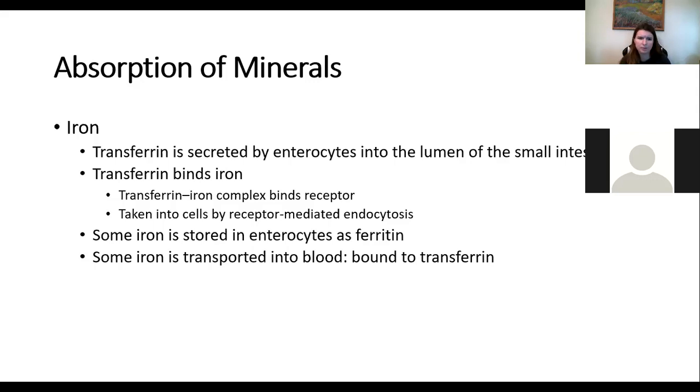Some iron just gets stored in the enterocytes in the first place, and we store it in the form of ferritin. Some of it we're putting into the blood. When we transport iron in the blood, we need to bind it again to transferrin. So we have other transferrin molecules basically in the plasma that are ready and willing to pull iron along with them.